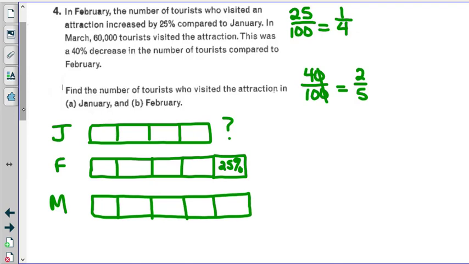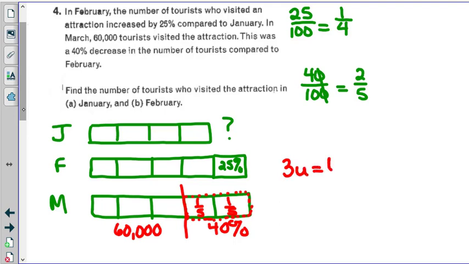Grab a different color here. So this would be 1/5. This would be the second fifth. This is the 40% decrease. So this is really not there. We can take that away, which means what's left here is the 60,000 tourists that visited the attraction in March. Well, that gives me my starting point. 60,000 equals those 3 units.